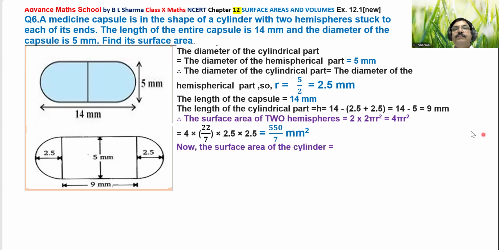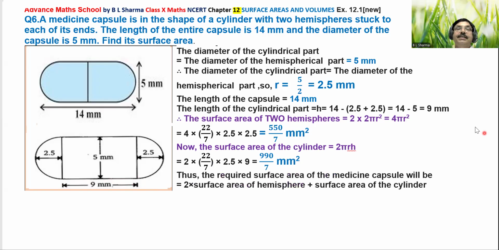And now the surface area of cylinder, that is 2πrh. 2 into 22 by 7 into radius 2.5. What is h here? This h, 9. So calculating, 990 by 7 millimeter square. दोनों को ऐड कर दीजिए. So that is 550 by 7 plus 990 upon 7. That is 1540 upon 7, and that is 220 millimeter square. That's all for this question.